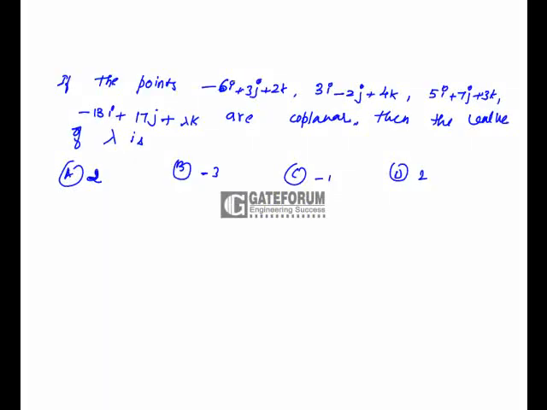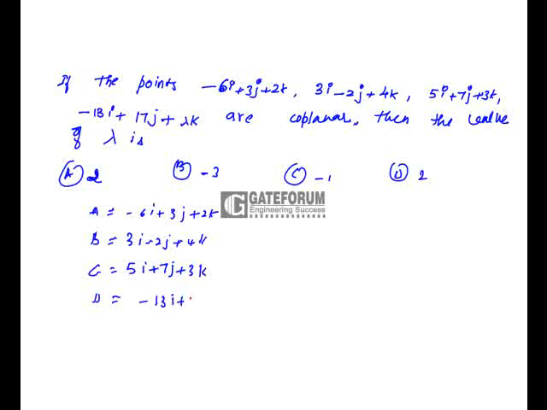4 points are given, and they said that they are coplanar and we have to find the value of lambda. Now, whenever they give you 4 points, convert them into 3 lines. Let the given points be A, that is minus 6i plus 3j plus 2k, B as 3i minus 2j plus 4k, take C as 5i plus 7j plus 3k, and D as minus 13i plus 17j plus lambda k. Now from this, convert them into 3 vectors. So take the vectors as AB, AC and AD.